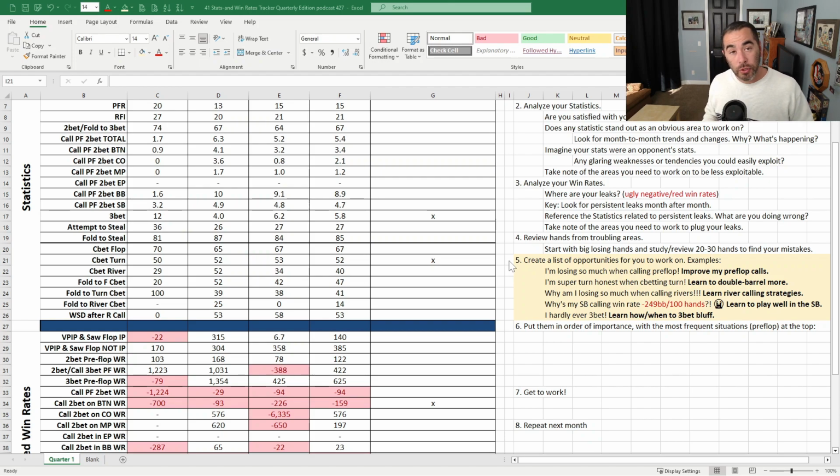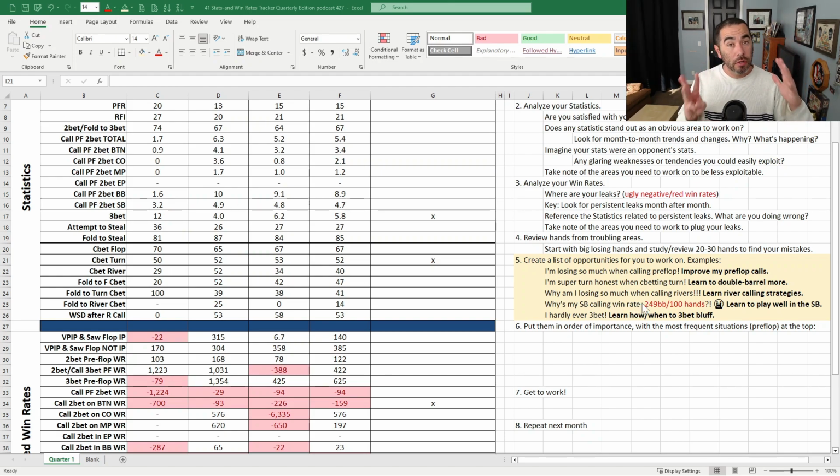Create a list of opportunities for you to work on. Maybe you are analyzing your stats and win rates and you figure that, hey, I'm losing so much when calling pre-flop. So you need to improve your pre-flop calls. That's the first thing. Maybe you also realized I'm super turn honest when c-betting. Well, you need to learn to double barrel more. Maybe you also realized, why am I losing so much when I call rivers?